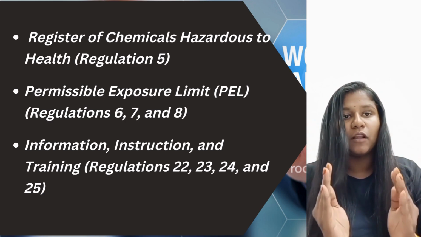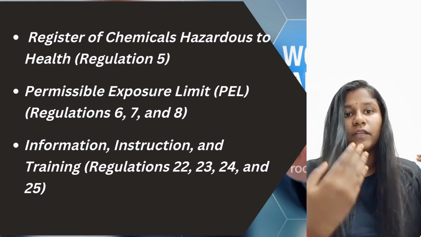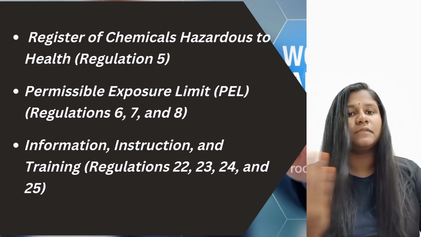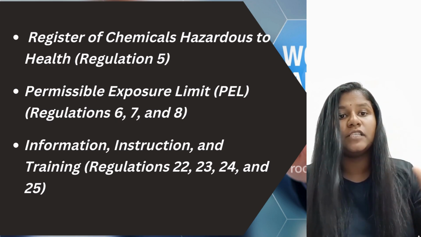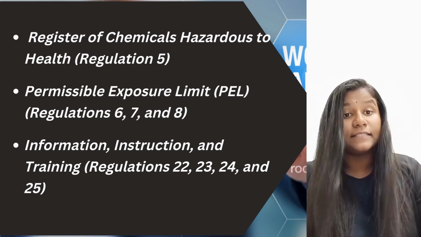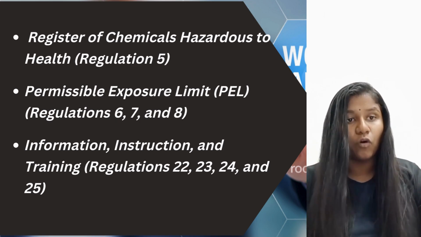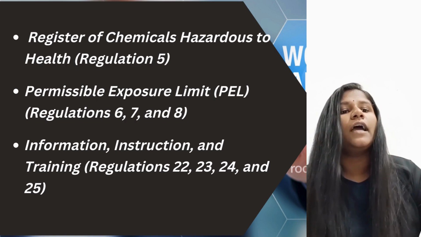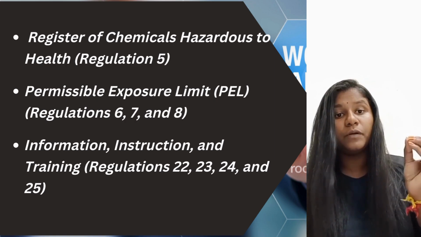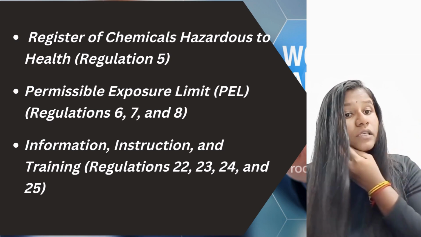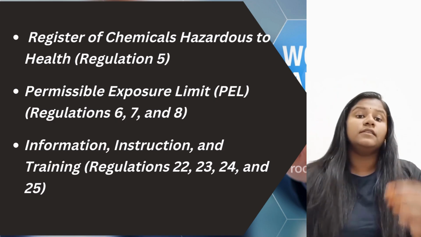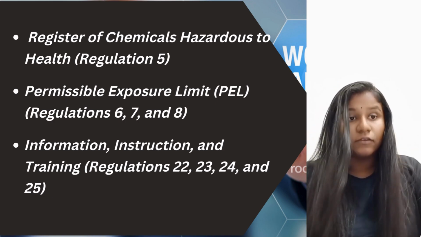A chemical spill occurs in the workplace. The register of chemicals hazardous to health enables quick identification of the spilled substance, facilitating the implementation of appropriate containment and cleanup measures. And the second scenario is during routine operations, workers are exposed to a hazardous chemical. The permissible exposure limit serves as a guideline to ensure that exposure levels remain within safe limits, protecting workers from adverse health effects.